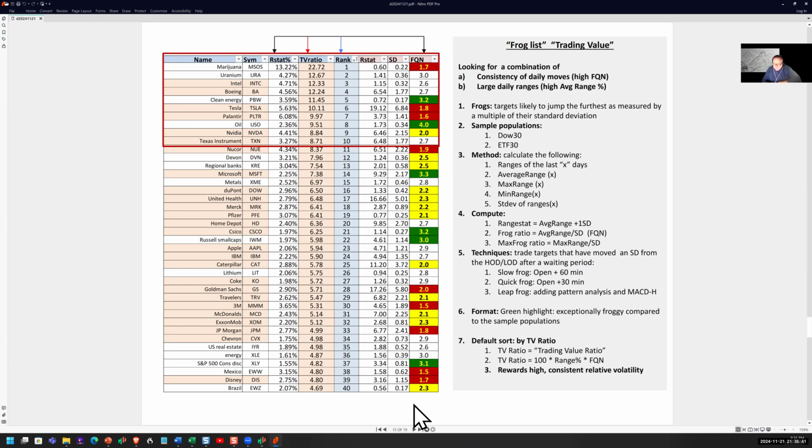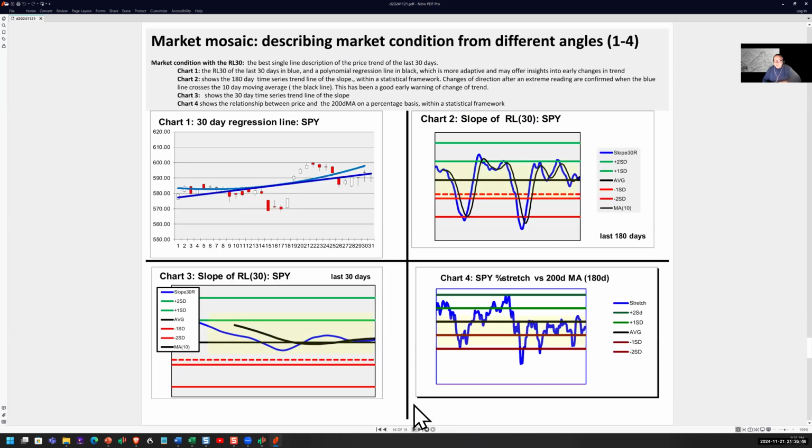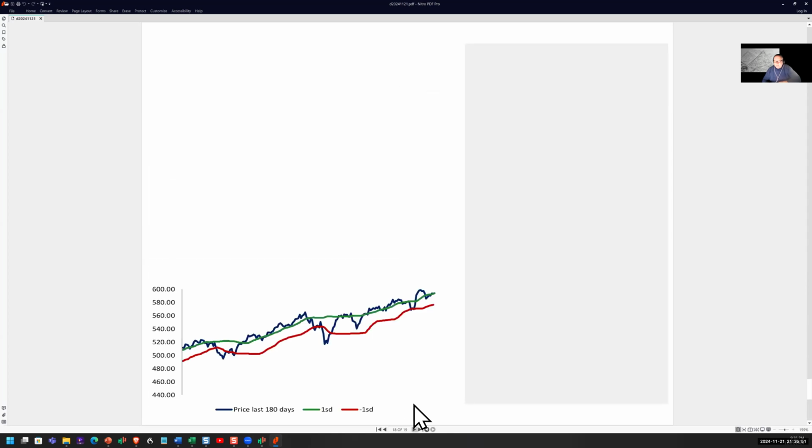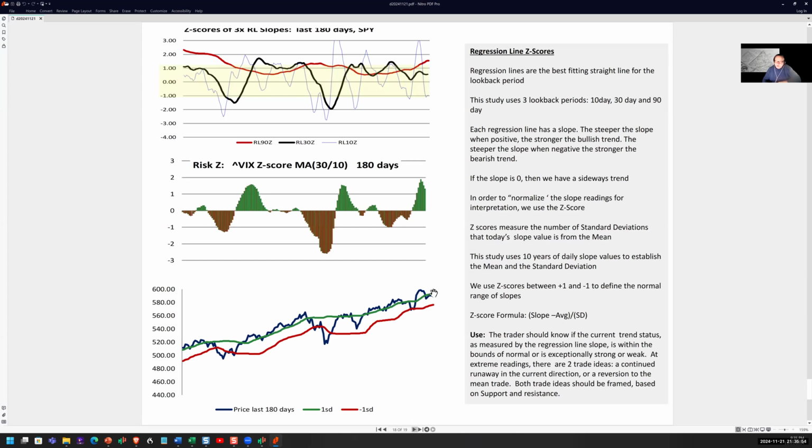Come on. There we go. And just nothing special on the market mosaics. Yeah, the recovery in price just feels good.